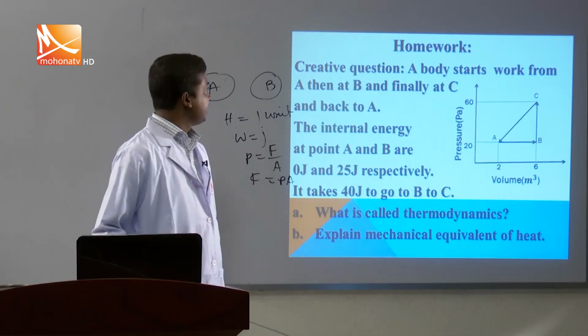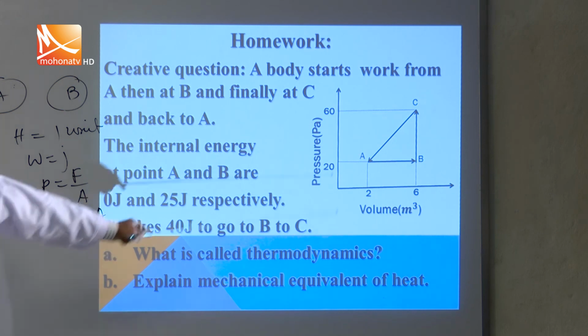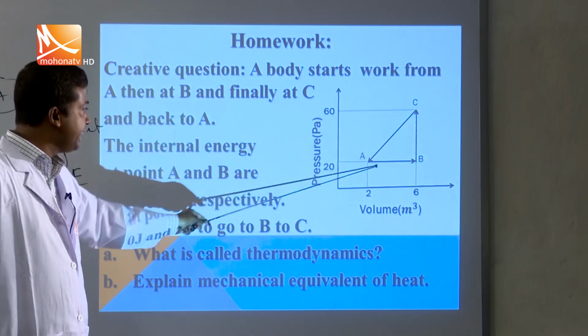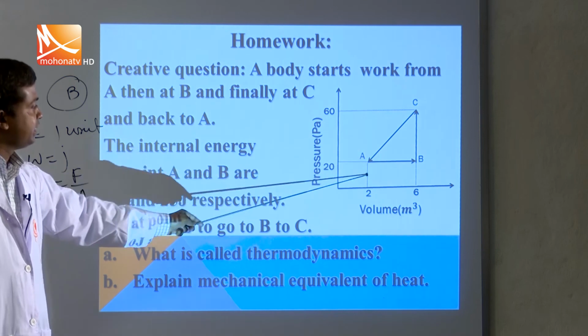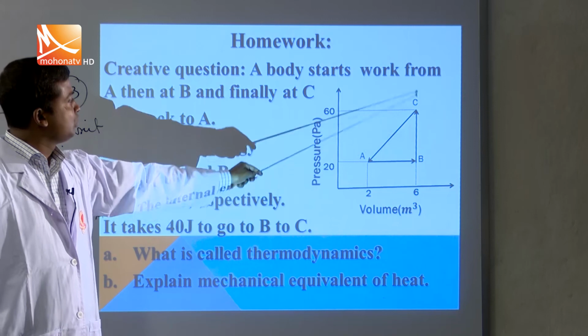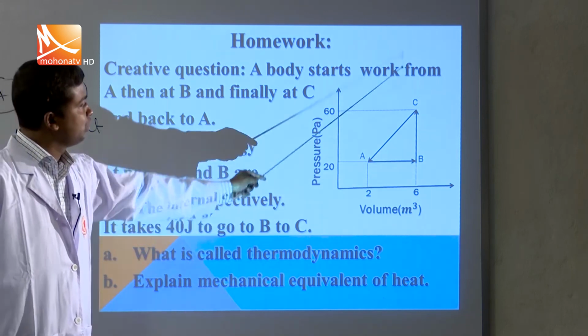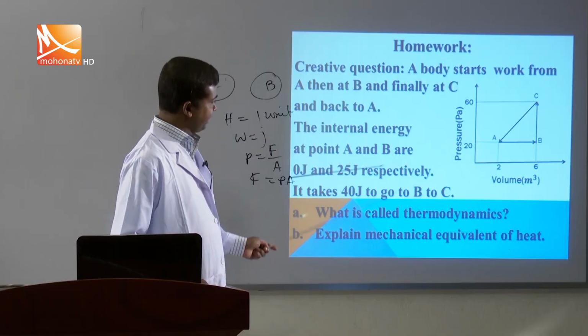Now we have reached the end of the class, so here is a simple homework for you. This is a system. You know that the working substance is taken from A to B, B to C, and again C to A. So what are the properties here? In one case, the internal energy change is 0, and in another case the internal energy is 25 joule. From B to C, it has to do 40 joule of work, or needs 40 joule of energy. You have to calculate some problems.